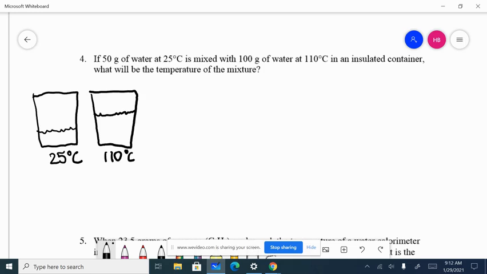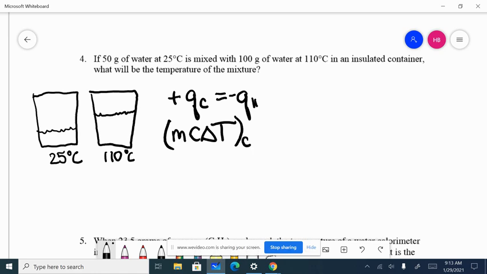So let's go over the concept of this. Well, the enthalpy or heat of the cold water is going to be equal and opposite to the heat lost by the hot water. So the cold water is going to gain energy and the hot water is going to lose energy. And this will happen until the temperature of the water is the same. So we've got MCAT for the cold water is equal to MCAT for the hot water.